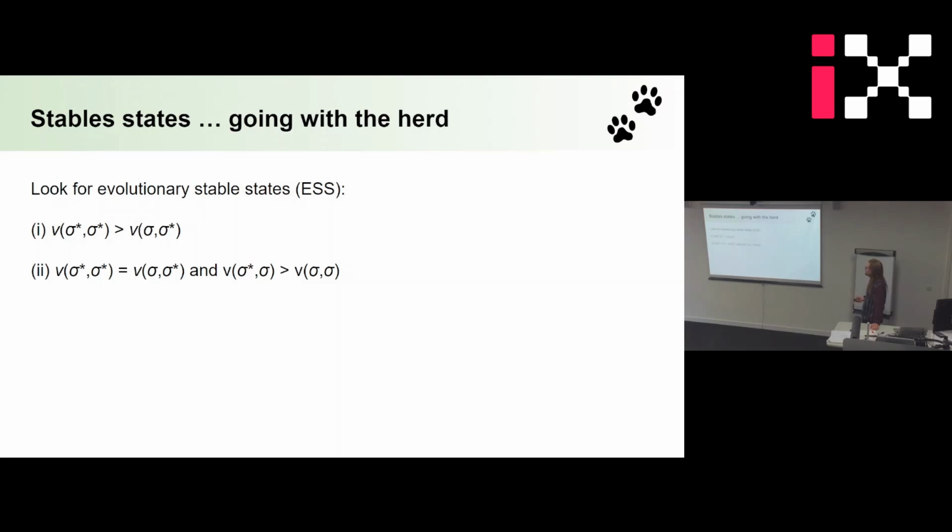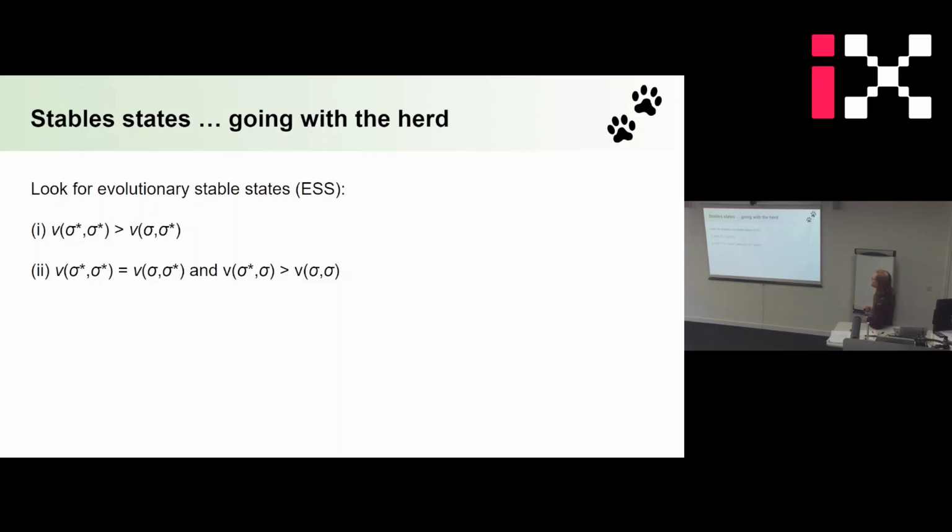The first one, the way to read this, is that the payoff of you doing a certain strategy, sigma star, if everybody else does the strategy sigma star, is better than the payoff of you doing a strategy that is different from sigma star, while everybody's doing sigma star. So this is just a Nash equilibrium. You cannot change your strategy because you have to do what everybody else does.